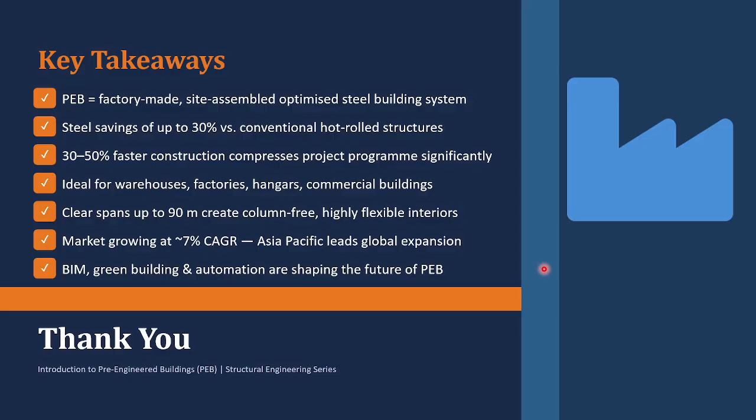To wrap up, PEB is a factory-made, site-assembled, optimized steel building system. It offers up to 30% steel savings, 30 to 50% faster construction, and is ideal for warehouses, factories, hangars, and commercial buildings. The clear spans of up to 90 meters create fully flexible column-free interiors.